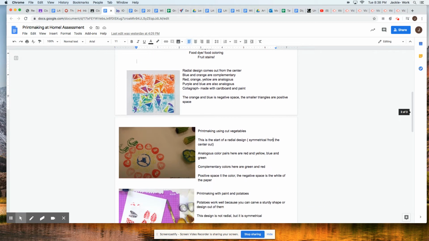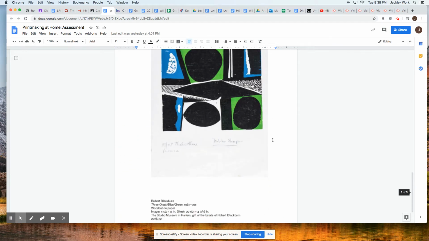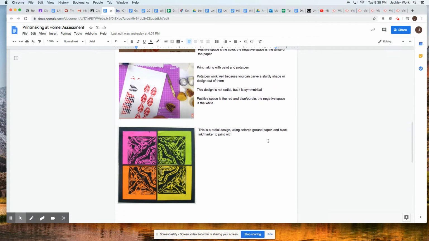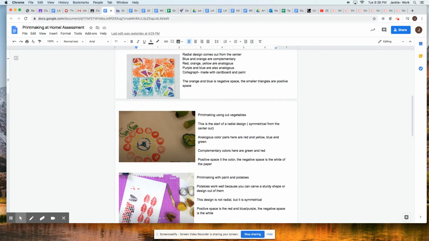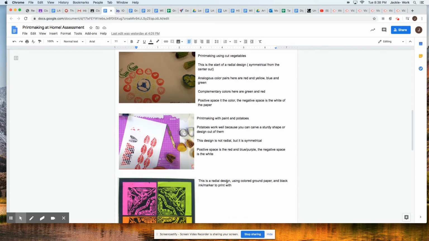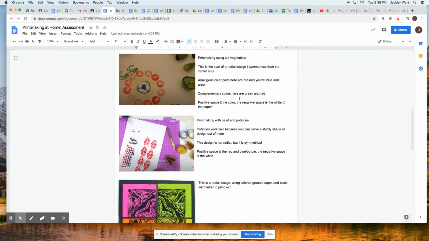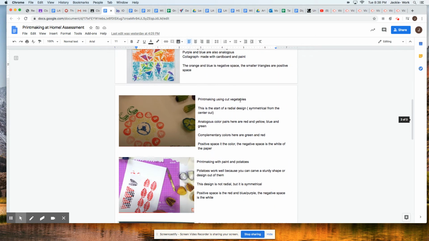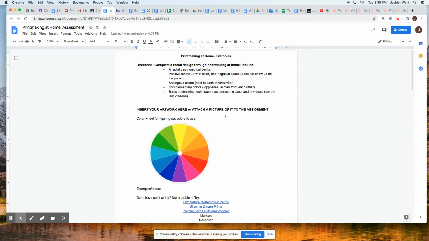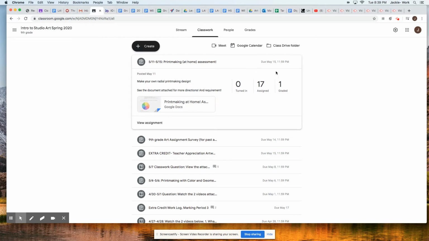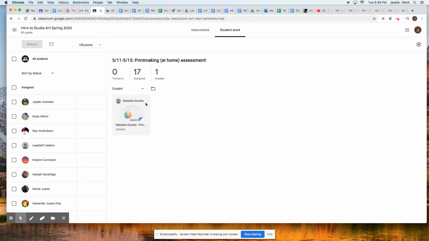And there are the same examples from the question at the end of the week here with what some radial designs look like. This one's radial, this one's radial, this is mostly radial. There's examples also in here on the notes next to the pictures of how they use color and how they use materials. So again, plenty of examples there. And then you're going to post a picture of your work or attach your own printmaking to the assignment. So I'm going to show you Natasha's. I hope you don't mind, Natasha. You did a great job.